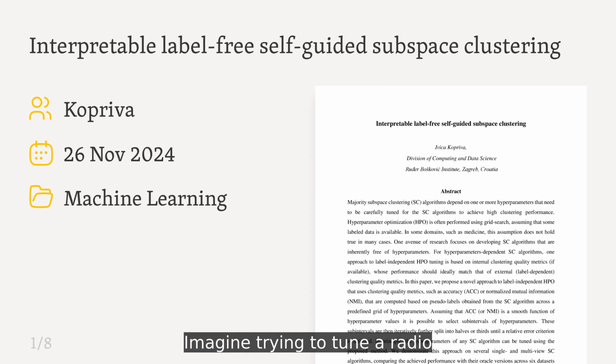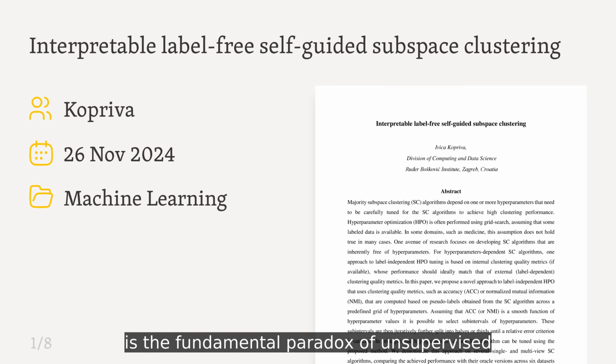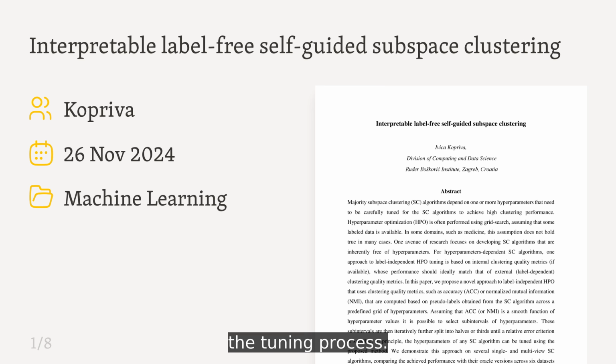Imagine trying to tune a radio to a clear signal, but you have no idea what the broadcast is supposed to sound like. This is the fundamental paradox of unsupervised learning. How do you optimize a model's settings when you don't have the labels to tell you if you are right? The authors of this paper present a solution that uses the data itself to guide the tuning process.